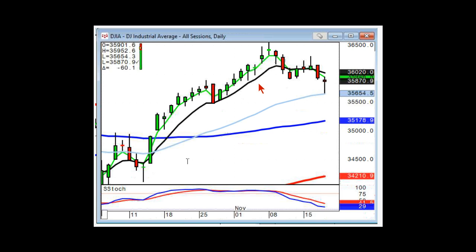All right, so are there any general questions on candlestick analysis?